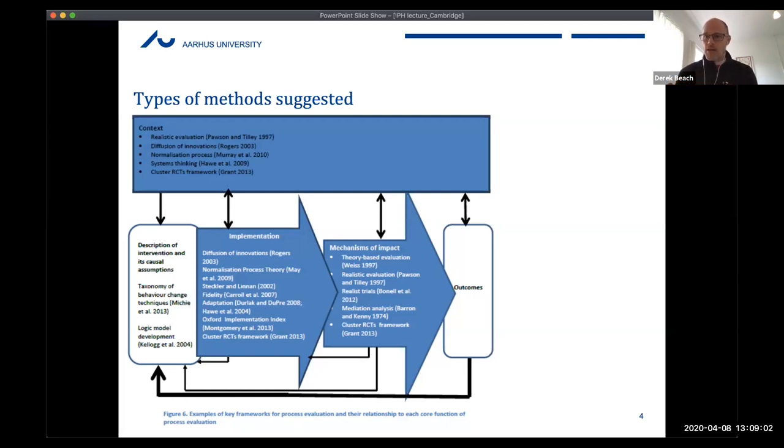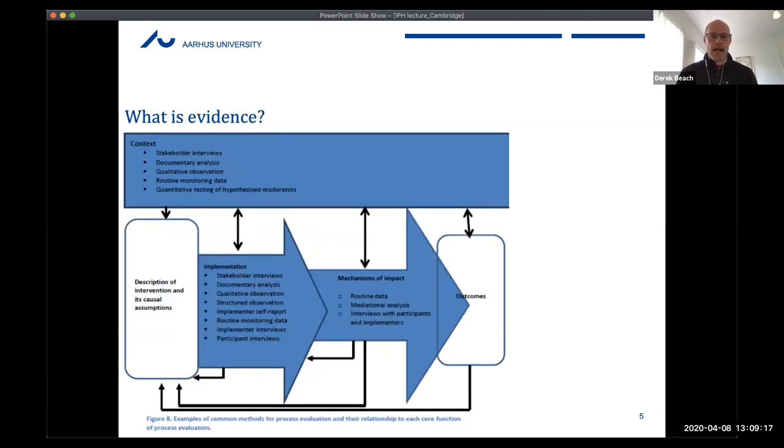In existing evaluation methods, for example, theory-based evaluation or realist evaluation, these mechanisms would typically be black boxed. I'll show an example of this in a second. And then the actual evidence, in particular if you look at the mechanisms of impact, we would typically use interviews. We would go out and talk to stakeholders and get their impressions of what actually took place or what worked. And there are a lot of methodological issues regarding just using, for example, stakeholder interviews as evidence.